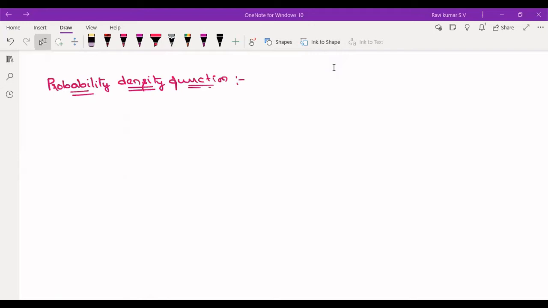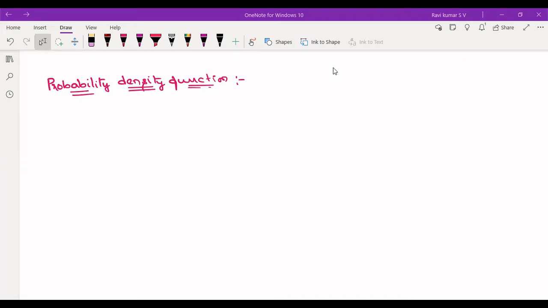So now in this video, I would like to explain about probability density function. In the previous videos, we have seen what is random variable, what are different types of random variables, what are the conditions for a function to be a random variable, and distribution function properties, and now probability density function.